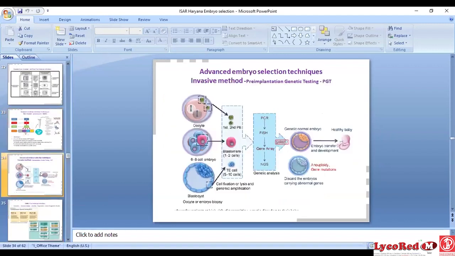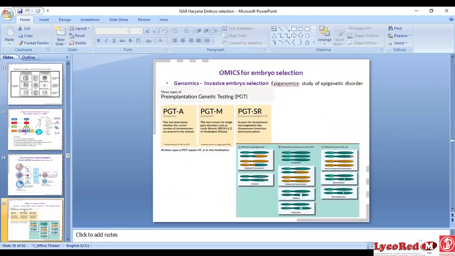And as an invasive method, we have PGT. PGT was initially named PGS and PGD, but these days it has again been renamed as PGT, which is preimplantation genetic testing. There are three kinds of PGT. One is PGT-A, where A stands for aneuploidy.